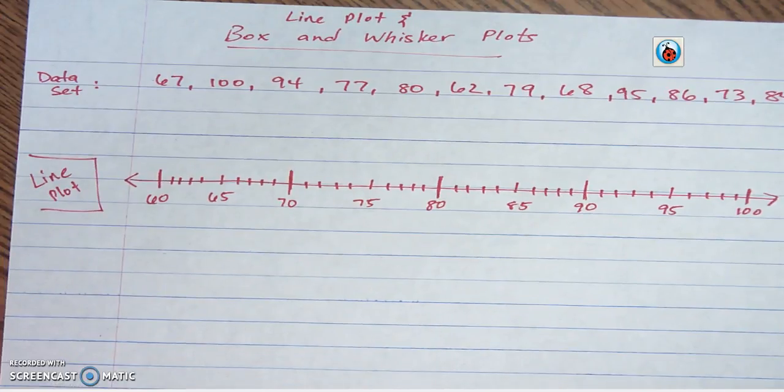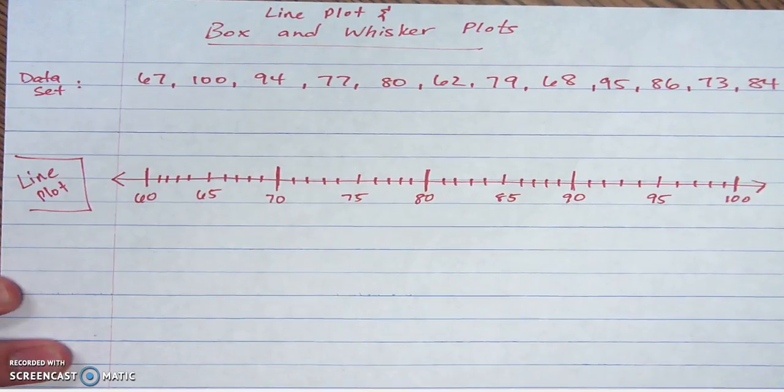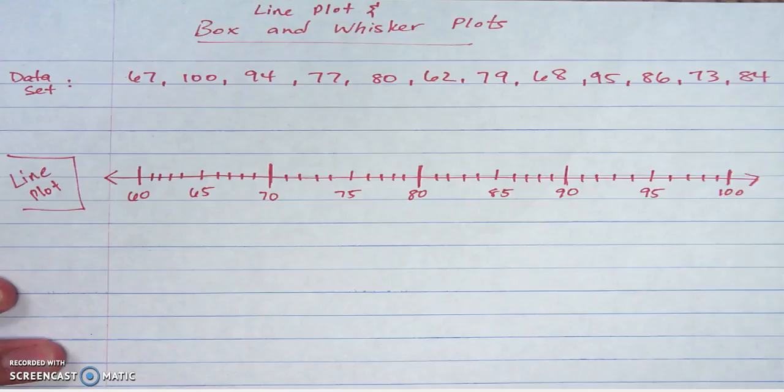All right, here we're briefly going to take a look at creating line plots and box and whisker plots given a set of data. So here's a set of data we have, and this could really represent anything. So let's just say, for example, this represents the scores of a professional basketball team over a certain number of games. The first thing we can do to show this distribution is to make a line plot.